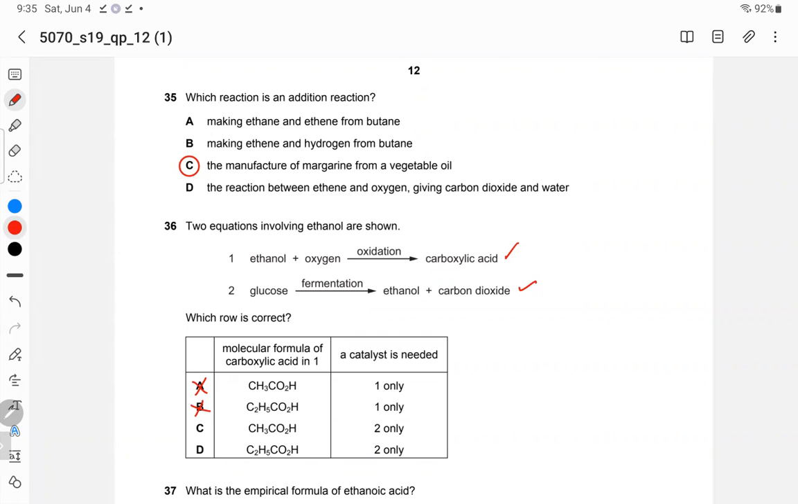Okay. Now, which carboxylic acid will form? If ethanol undergoes oxidation, then which carboxylic acid is formed? C. Ethanoic acid. Yeah, ethanoic acid. So D goes wrong because ethanol has 2 carbons. So it will form a carboxylic acid having 2 carbons only. So C is the correct answer.